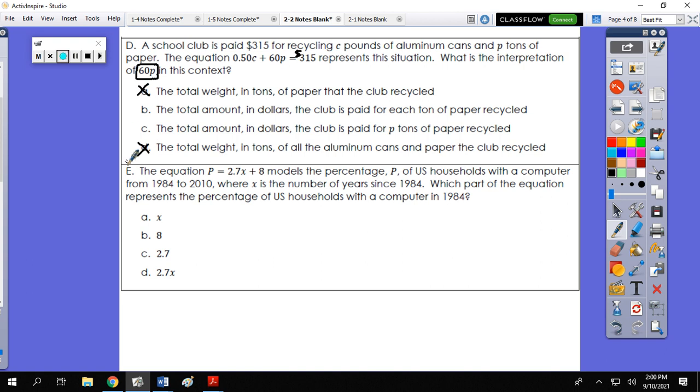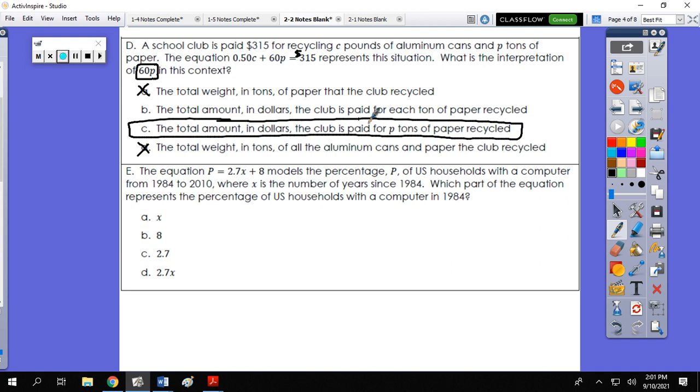So in this case, P is paper, and we're figuring out the total amount that we're being paid for the tons of paper in the problem. The 60 itself is how much they're paid per pound, or per ton, because that's multiplied by 60.